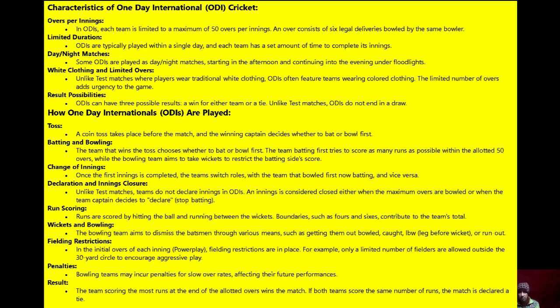Next point, result. The team scoring the most runs at the end of the allotted overs wins the match. If both the teams score the same number of runs, a super over may be played to find out the winner.